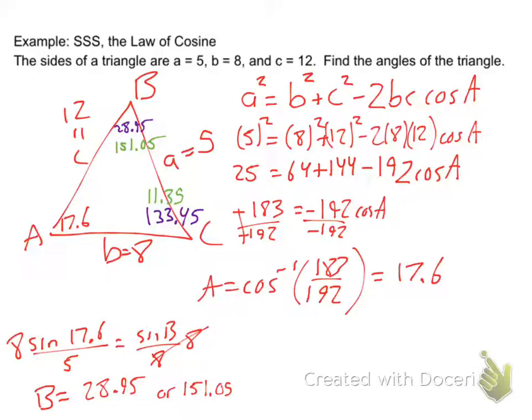The green stuff doesn't work. You cannot be 151. Yeah. Ashley: add up more than 180 and do them all together. It should. The red and the green should add up to 180. The red and the purple should add up to 180. Individually. That shouldn't be, right? Because we're taking 17.6, 28.95, and 133.45.